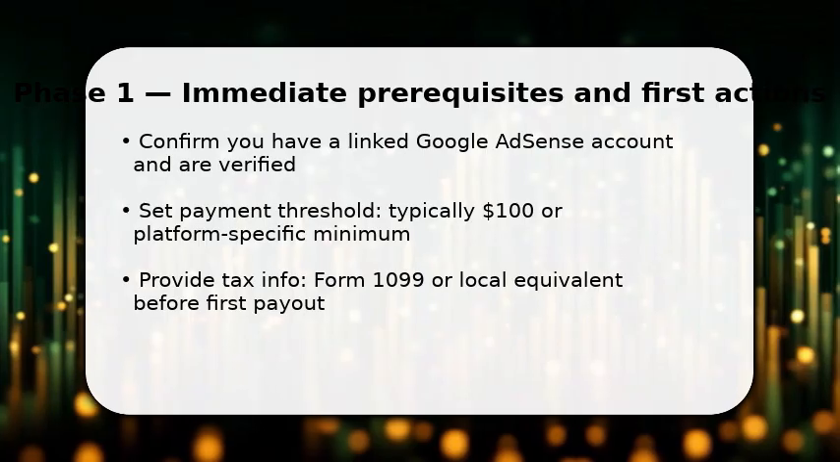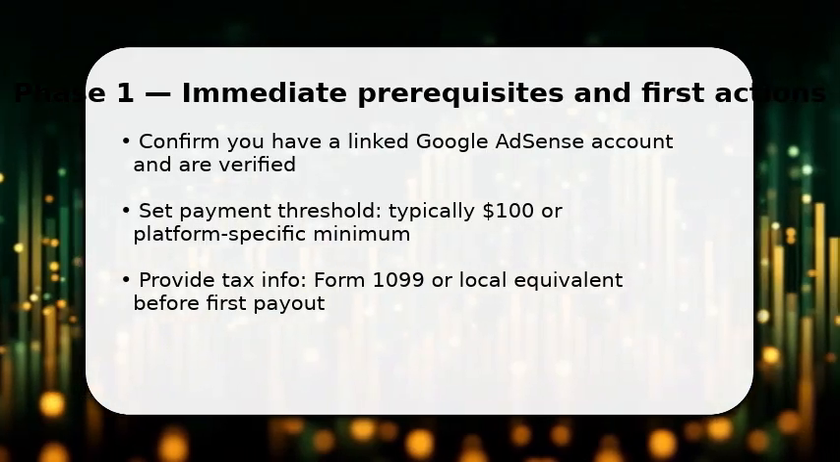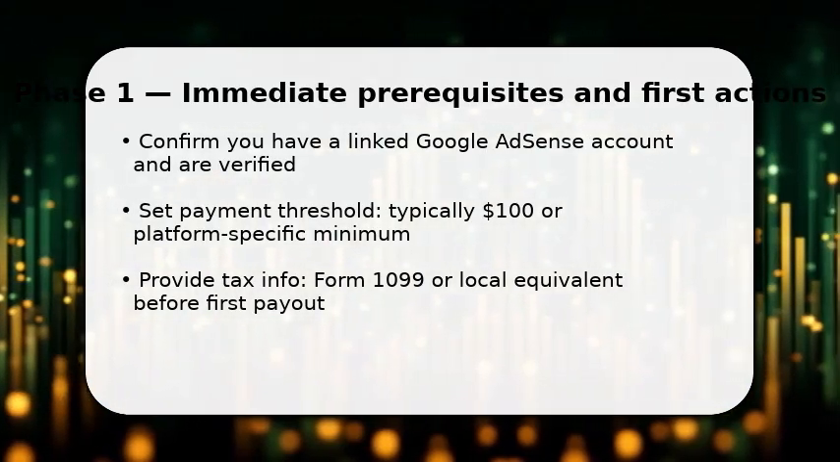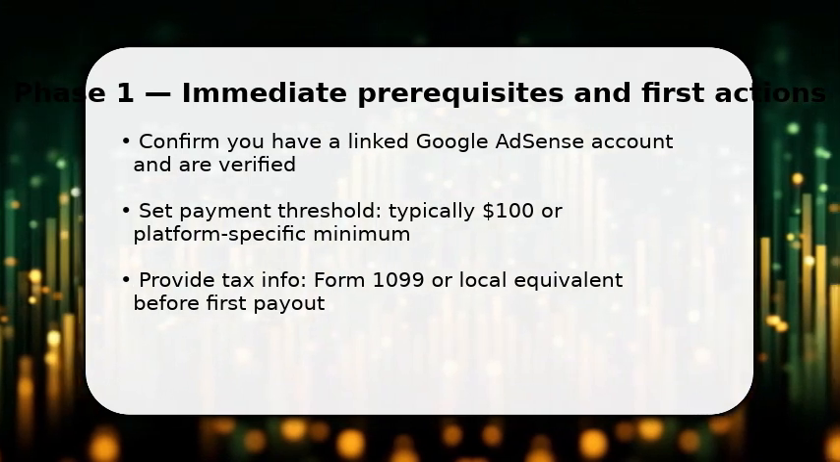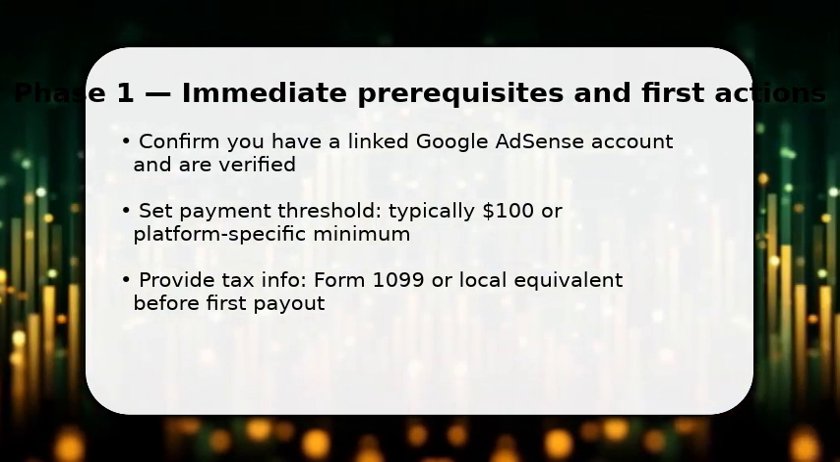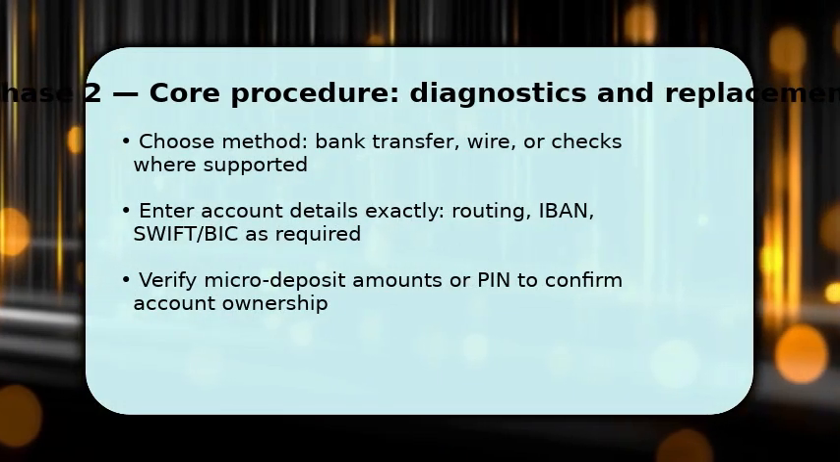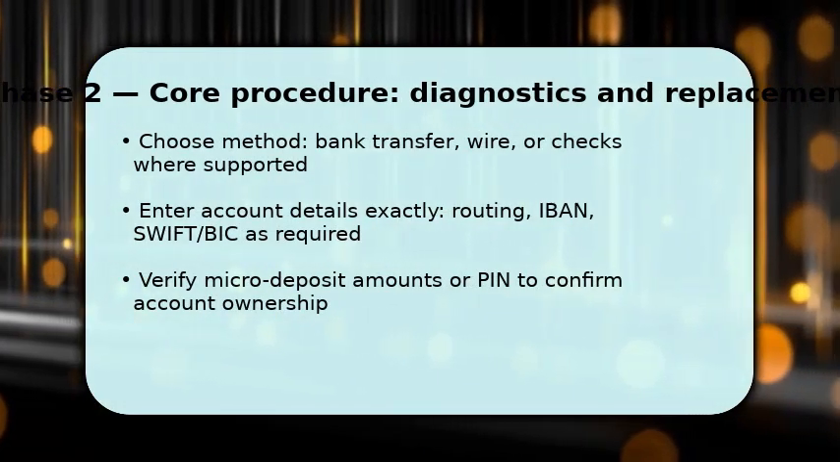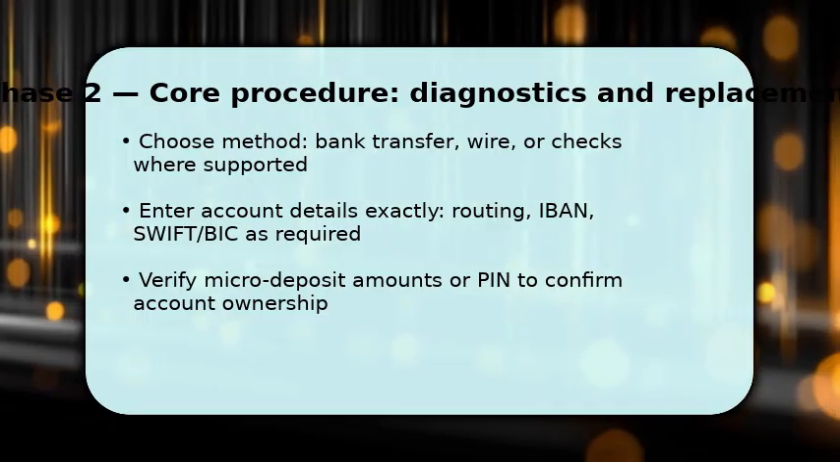This prevents holds. Once these prerequisites are done, move to add or confirm your payment method, so money can transfer automatically when the threshold is met. Now add your payment method inside AdSense. Pick bank transfer for lowest fees or wire if needed internationally.